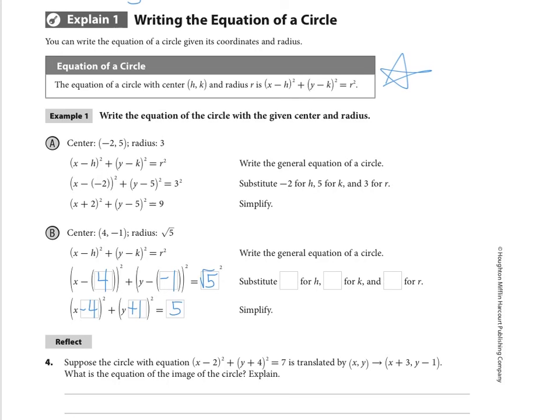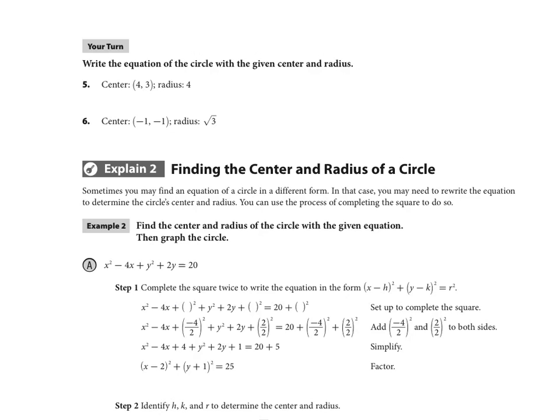Let's look at the your turns on the next page. This is going to be your homework. Make sure before you come back to class you have written the equation of the circle with the given center and radius, please, for number 5 and number 6. And that concludes your required video for 17-1.